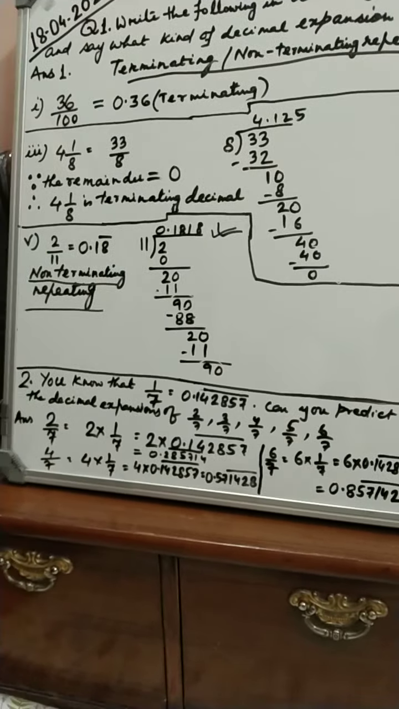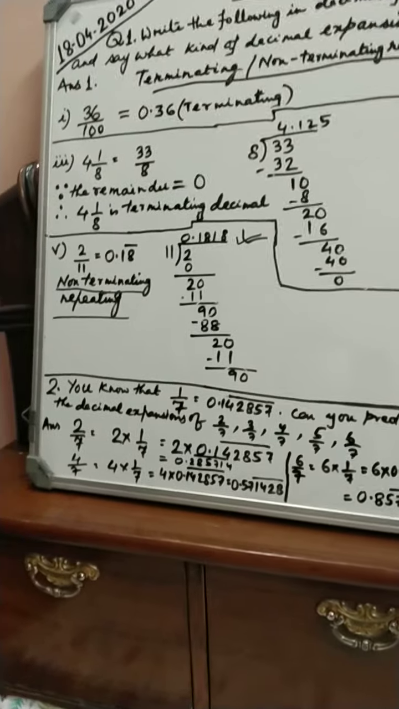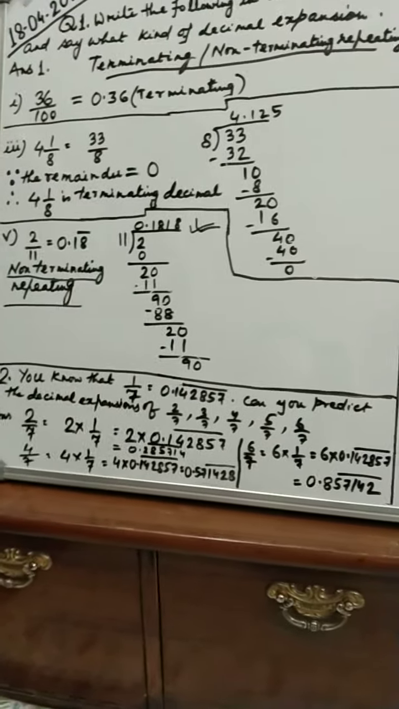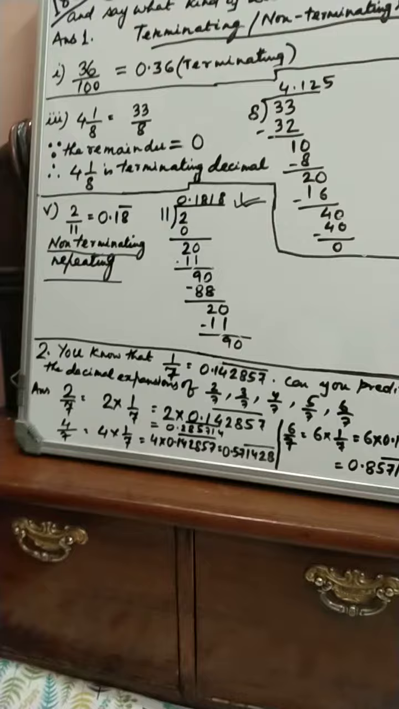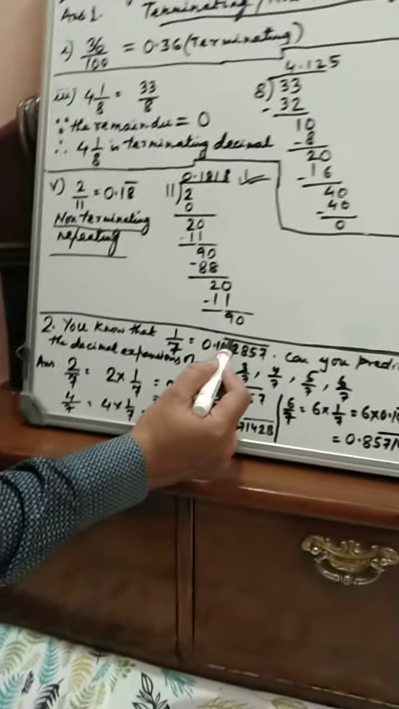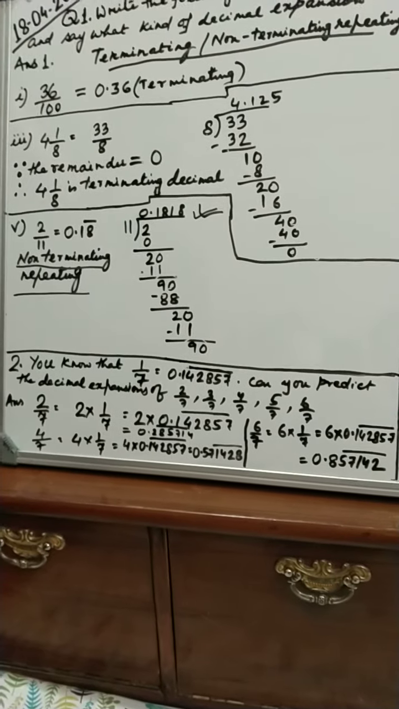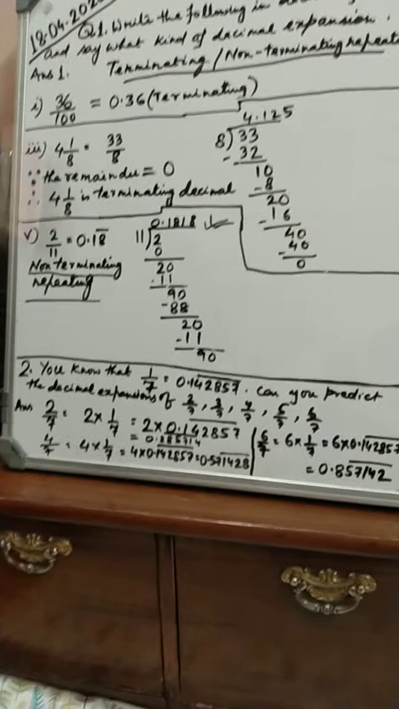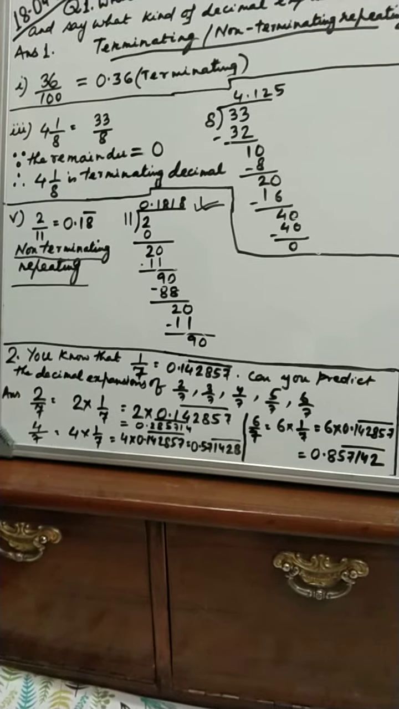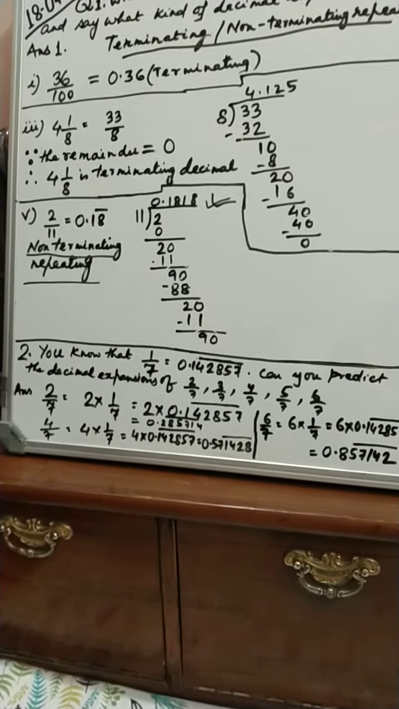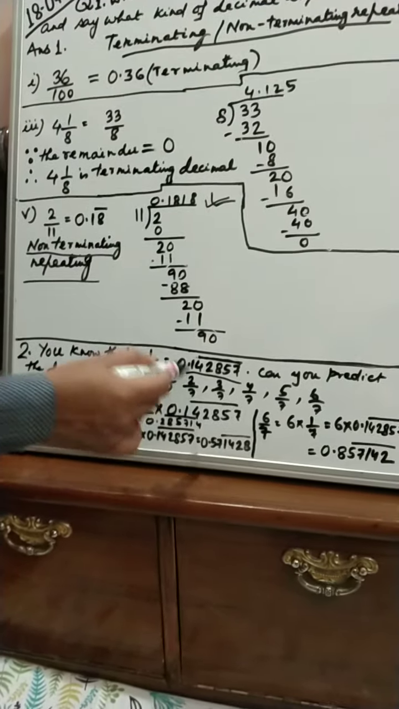Okay. Now question number 2. It is given that 1 by 7 equals 0.142857 with a bar. So what is the meaning of this bar? That means that there is a repetition in this part. Fine. Can you predict the decimal expansion of 2 by 7, 3 by 7, 4 by 7, 5 by 7, 6 by 7? So what will you do? You will not divide. You know that 1 by 7 equals this much. Now what will you do?